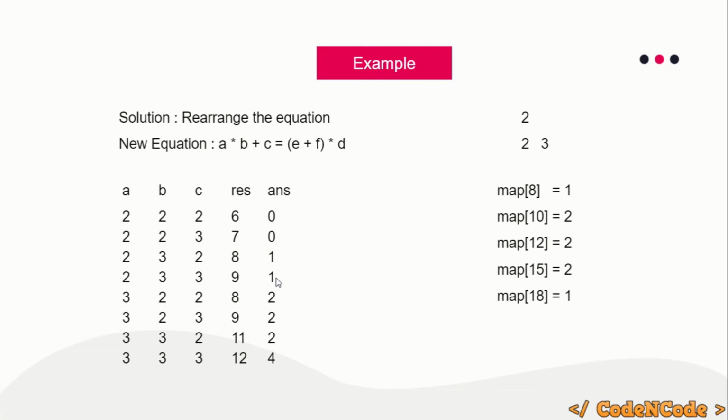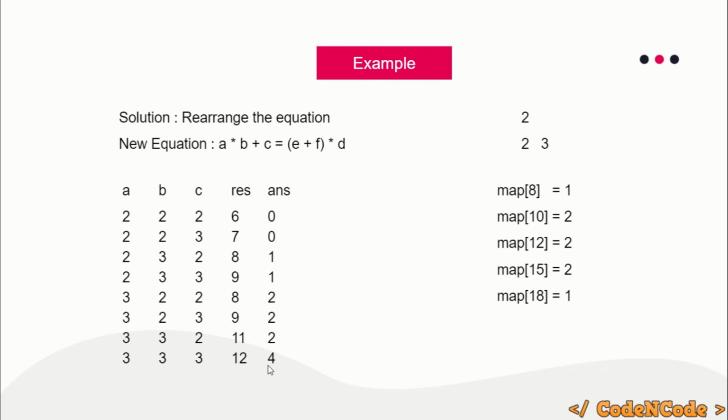Then 9 is not appearing, so we'll add 0. So 1 plus 0 is again 1. And then 8 is appearing 1 time, so it will become 2. And then 9 is appearing 0 times, so it will still be 2. 11 is appearing 0 times, so it will still be 2. 12 is appearing 2 times, so it would become 4. So the output is 4.